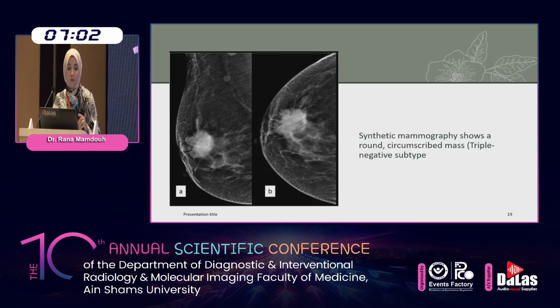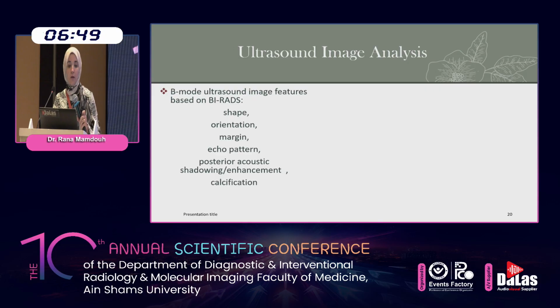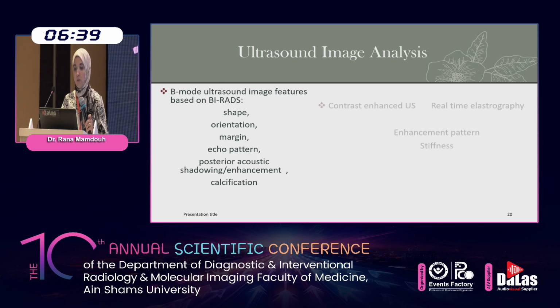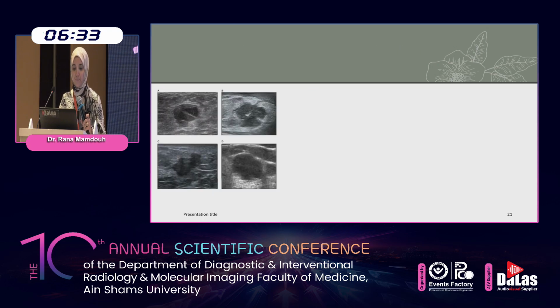This is an example of a triple negative case: well circumscribed, rounded mass with no evidence of any microcalcification. Second modality is ultrasound. On B-mode ultrasound, we comment on the shape, orientation, margin, echo pattern, posterior acoustic shadowing or enhancement, and calcification. You can also use contrast enhanced ultrasound or real-time elastography to comment on the enhancement pattern and the stiffness.